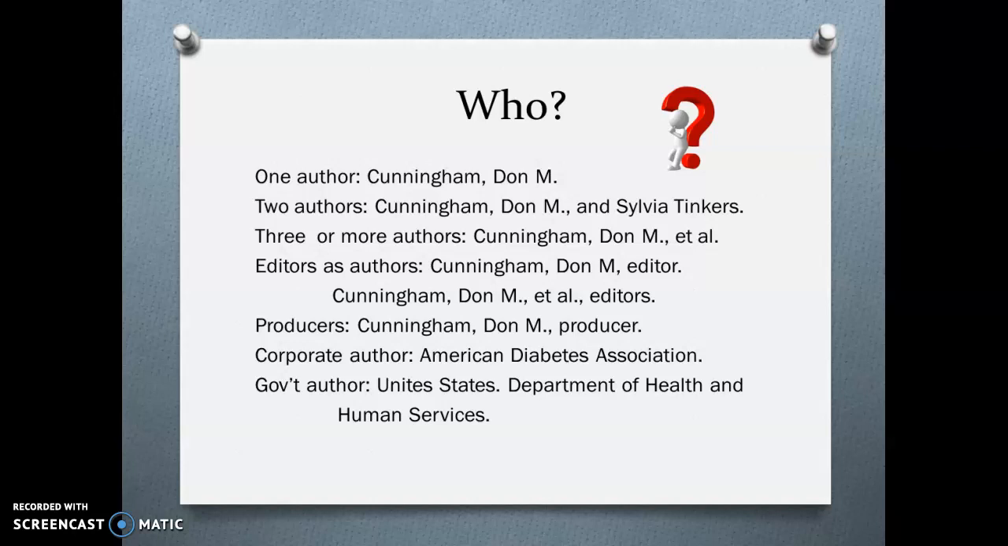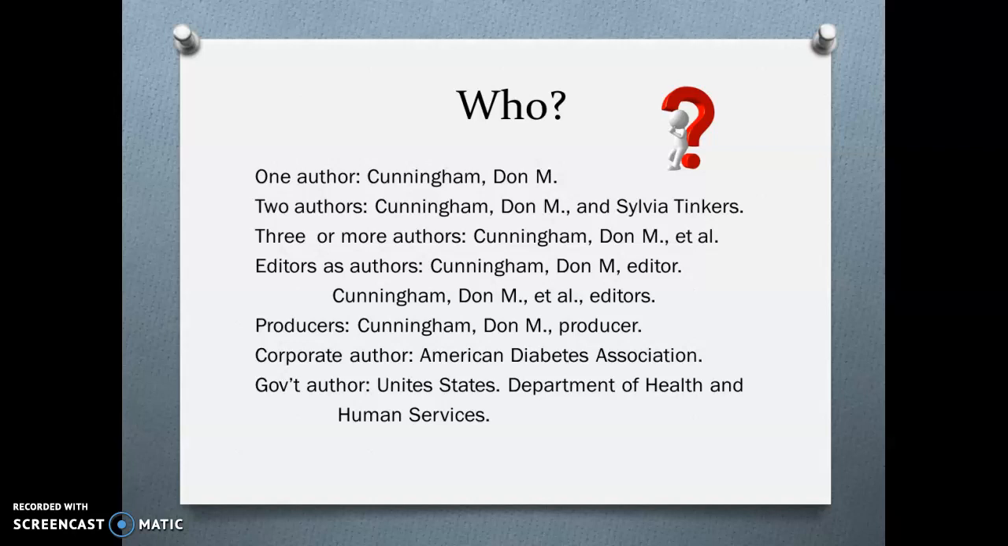If you have two authors, only the first one gets the last name first. So Cunningham, comma, Don M., period. But then you have to add, and Sylvia Tinkers. Once you have three or more authors, instead of naming them, you put the wonderful et al., period. And this stands for basically the other dudes.